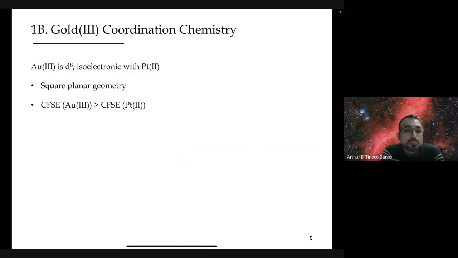All right. But also very important is gold 3, in terms of what it can play in the understanding of general properties of gold, but also an anti-cancer property. So gold 3 is d8. It is isoelectronic with platinum 2, so that's actually very interesting. Being a d8 metal, it will typically adopt a square planar geometry. But the crystal field stabilization energy for gold 3 is actually greater than the crystal field stabilization energy for platinum 2. So that can play a significant role.